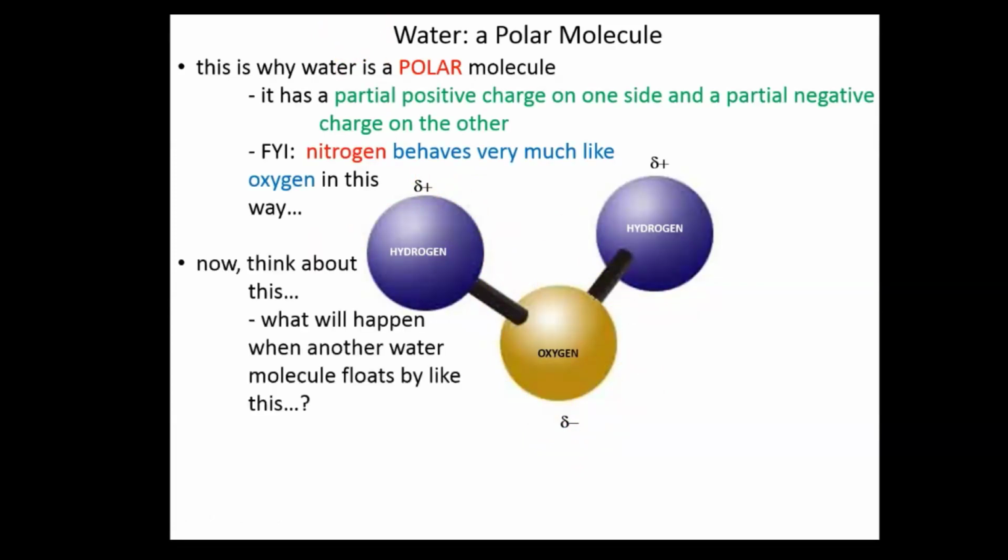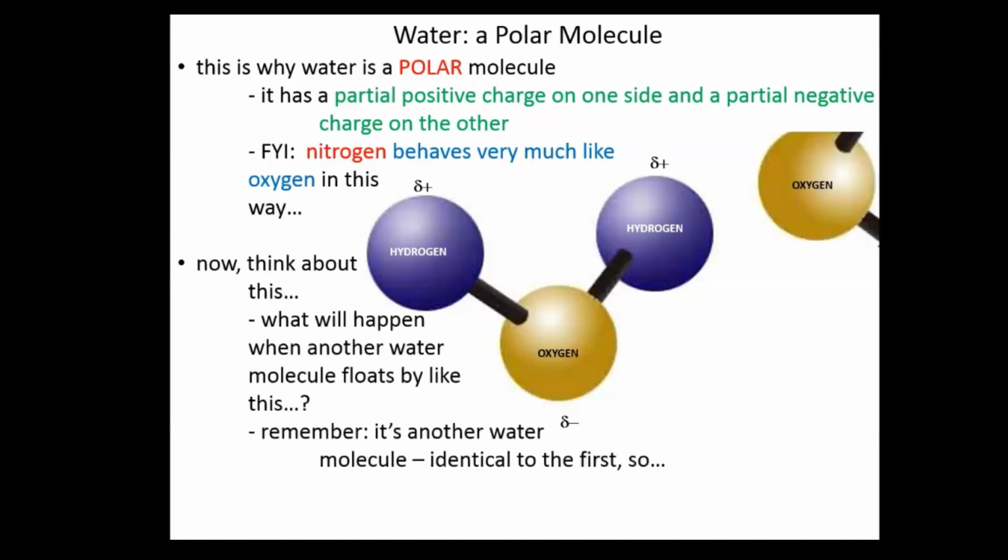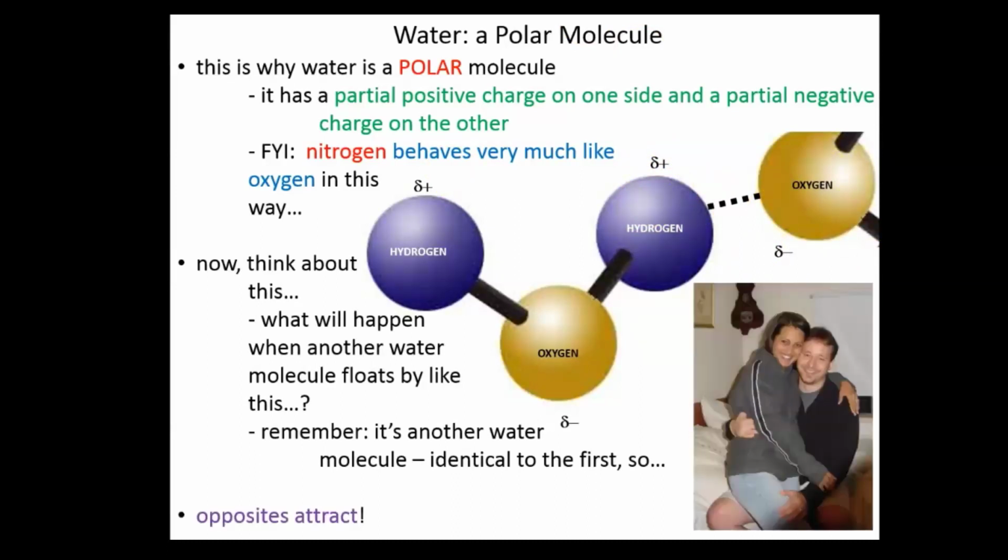Now I'd like you to imagine this. Imagine another water molecule, identical to this one, floats by, and that water molecule is oriented in the way that I've shown here on this slide. Remember, it's another identical water molecule, so we have a partial negative charge around that oxygen. And now if you look, we have a partial negative charge from this oxygen and a partial positive charge from this hydrogen, and opposites attract. So now we have a partial electrostatic interaction between something that's mildly positive and mildly negative. Because of that attraction, we have a non-covalent bond.